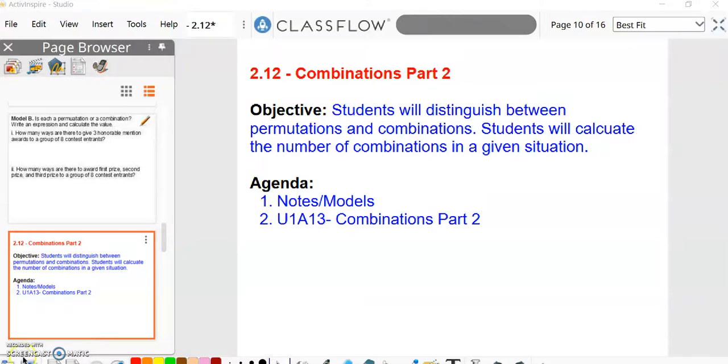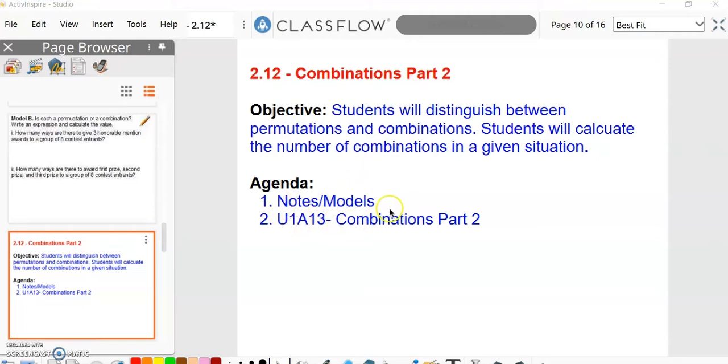2.12 Combinations Part 2. Objective: students will distinguish between permutations and combinations. Students will calculate the number of combinations in a given situation. So this is an extension of 2.11. Just we're going to have two different scenarios, or maybe even three scenarios, that you need to multiply against to get the answer. So before we were just doing one at a time, now we're going to have multiple scenarios.